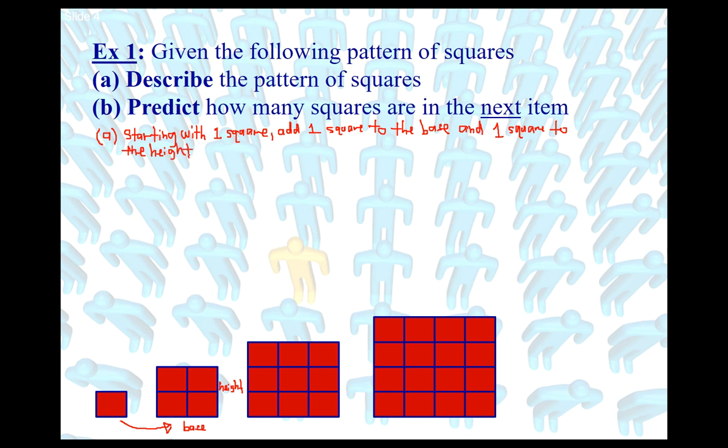Now, it's not quite good enough to describe it like that, because if I said starting with 1 square, add 1 square to the base and 1 square to the height, you would have a shape like this. So you'd be missing this 1 square here. So it's a bit difficult to describe what to do. So I'd say starting with 1 square, add 1 square to the base and 1 square to the height.